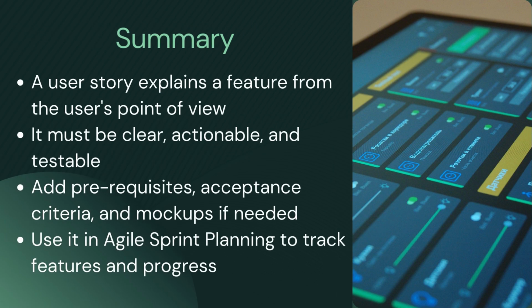To summarize, a user story describes a feature from the user's perspective. It must be clear, actionable, and testable. A complete user story includes a title, description, acceptance criteria, and expected results. User stories help Agile teams plan better, deliver faster, and stay focused on user value.